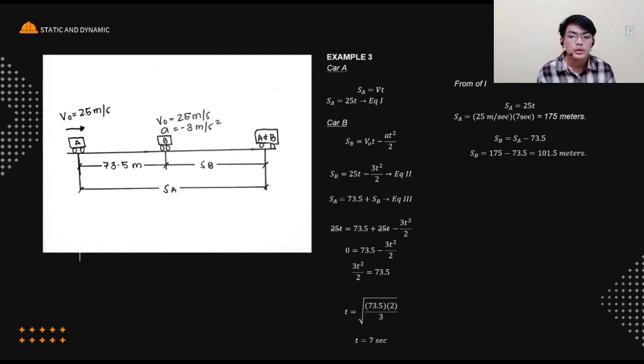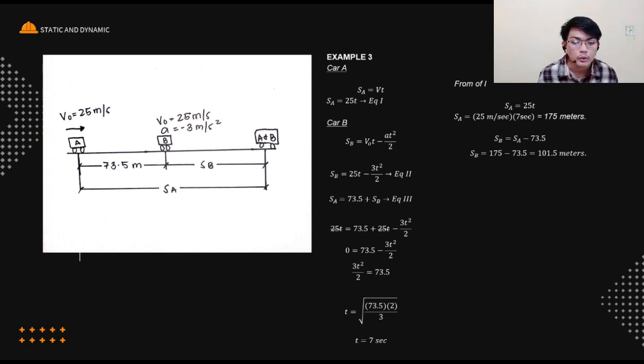Now, to solve this, we need to move on and look at car B. So car B has distance equal to its initial velocity multiplied by time minus its acceleration multiplied by time squared over 2. That would lead us to distance B equals 25 multiplied by t minus 3t squared over 2, and that would be our equation number 2. And then SA equals 73.5 plus SB, which is our equation number 3, since that is how we will find the distance for car A and then car B.